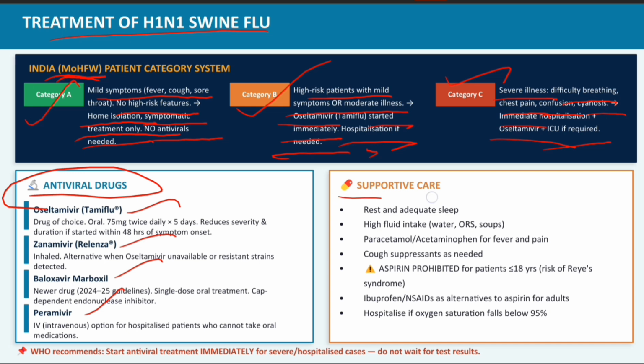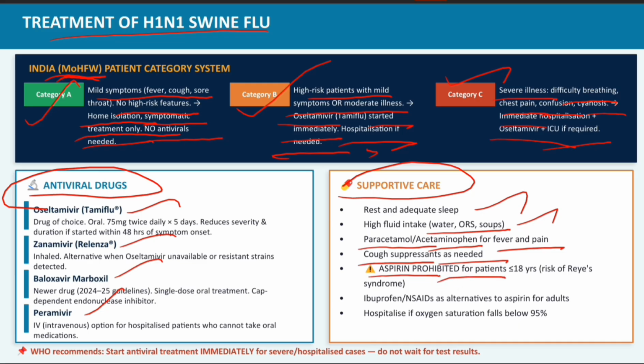What is the supportive care? Rest and adequate sleep, high fluid intake, water, ORS, soups, paracetamol and acetaminophen for fever and pain, cough suppressants as needed. Aspirin is prohibited for patients less than 18 years because of the risk of Reye's syndrome. So aspirin is prohibited for people who are 18 years or younger. So this is another drug, an alternative to aspirin. Hospitalize if oxygen saturation falls below 95%.